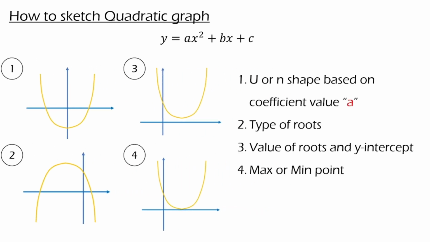What is the information we actually need to sketch a quadratic graph? I have listed it down. There are a total of 4 pieces of information that we need. First, we need to know whether our quadratic graph is U-shaped or n-shaped. Of course, we can know this by looking at the coefficient value of a. The second one is the type of roots. The third is the value of the roots and the y-intercept. And finally, the maximum or minimum point.